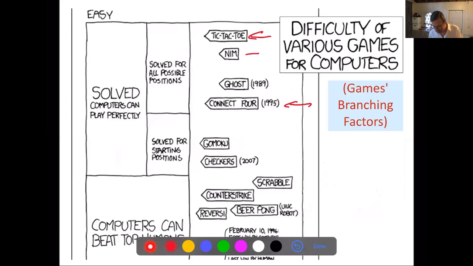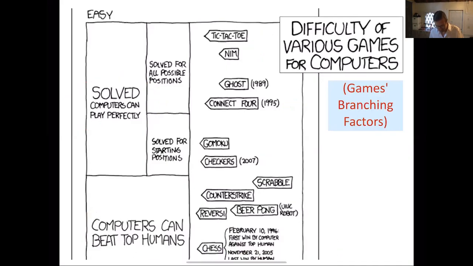When I teach game theory, NIM is the first game I start with. It's a very important game, especially for understanding poker. NIM is a super important game to understand. Checkers, he's saying 2007. I don't know what the right number is. Computers can beat top humans. So these are the ones that are solved where computers can play perfectly, as opposed to a game like chess where they can't play perfectly, but at least they can beat top humans.